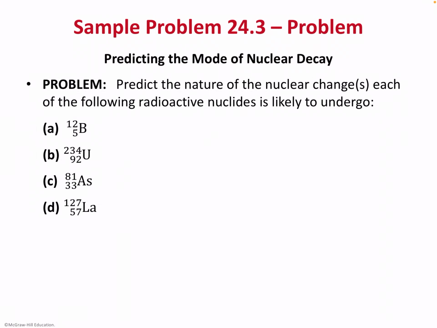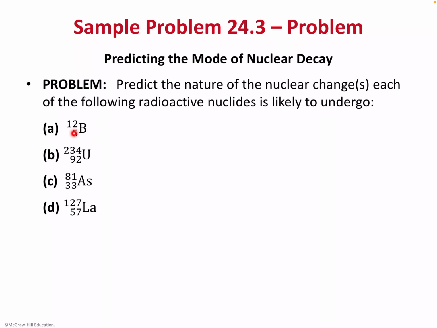Predict the nature of the nuclear changes each of the following radioactive nuclides is likely to undergo. Now we have boron-12, 5. What's the number of protons in boron? 5. What about the number of neutrons? 12 minus 5, 7. Let's look at whether this one is proton rich or neutron rich. In order to do that, you need to locate boron in your periodic table and see its atomic mass from the periodic table. You will see that it is 10.8.